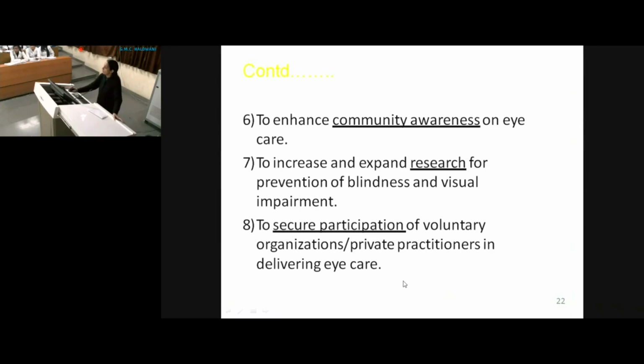To enhance community awareness on eye care. To increase and expand research for prevention of blindness and visual impairment. To secure participation of voluntary organization or private practitioners in delivering eye care.